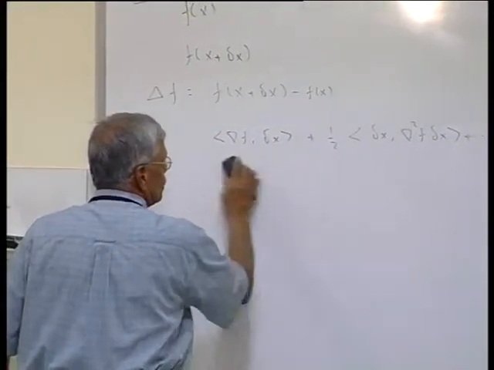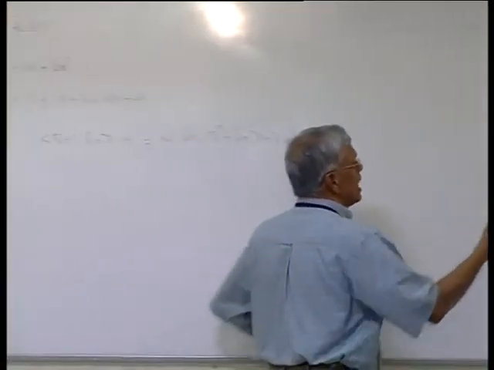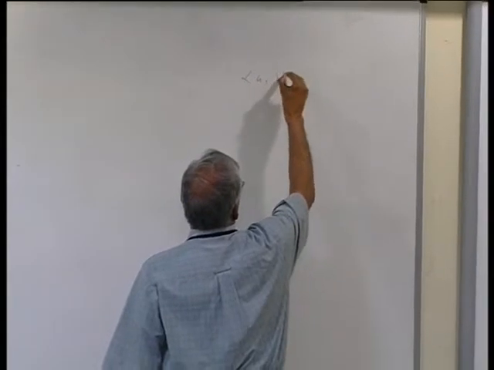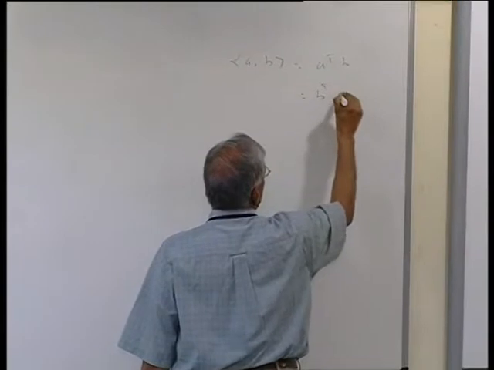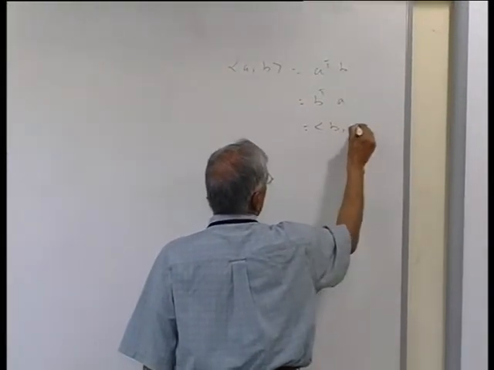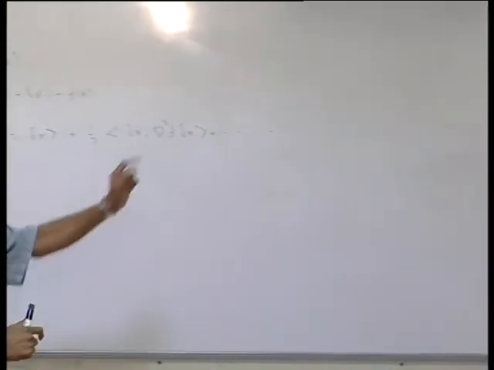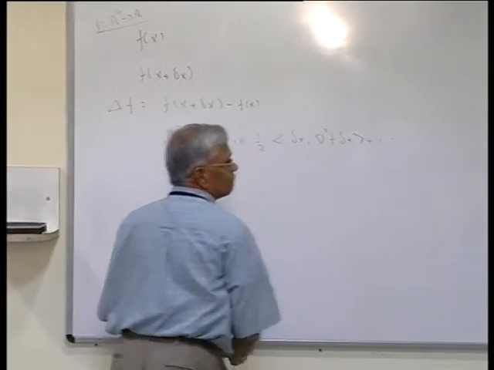So I'm going to keep this inner product notation. Again, this inner product notation we should all be familiar with. The inner product of A and b is equal to A transpose b, which is equal to b transpose A, which is equal to the inner product of b and A. Inner product is symmetric. It can be thought of as a bilinear form. So that's the notation I'm using.